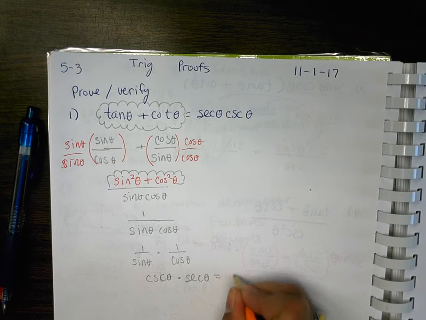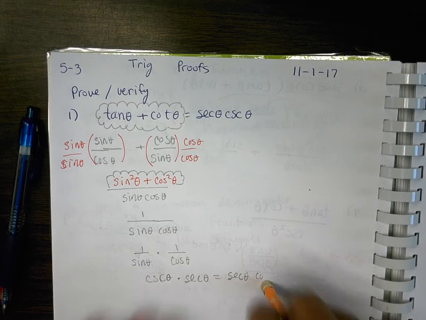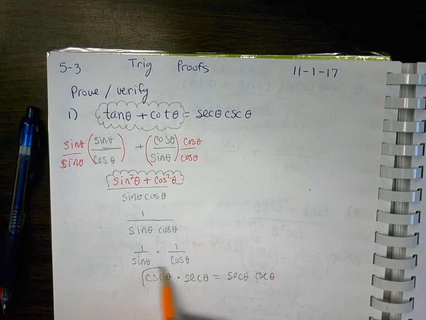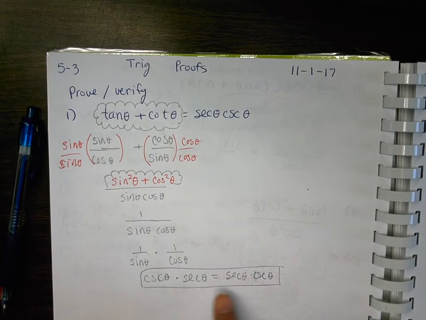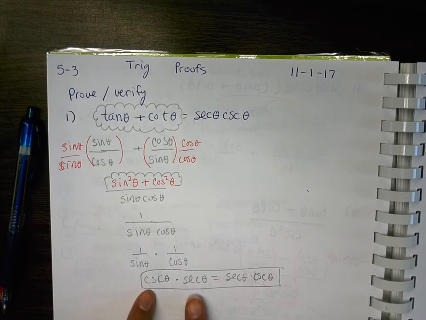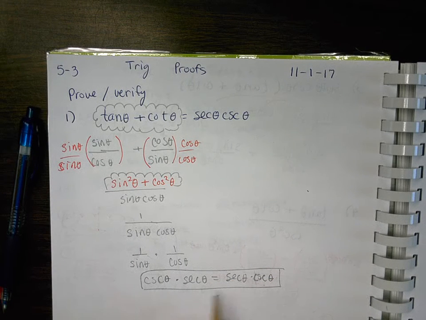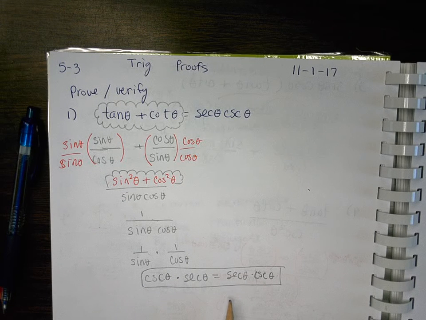So here's how you end it. Equals secant theta times cosecant theta. Now, does it matter that the order in which they appear is different? Cosecant, secant, and secant, cosecant. Does that order matter? Only if there's a subtraction. Good. Only if it's subtraction or division, because subtraction and division are not, there's a word, starts with a C, commutative. Good job. Multiplication and addition are commutative, so the order doesn't matter.